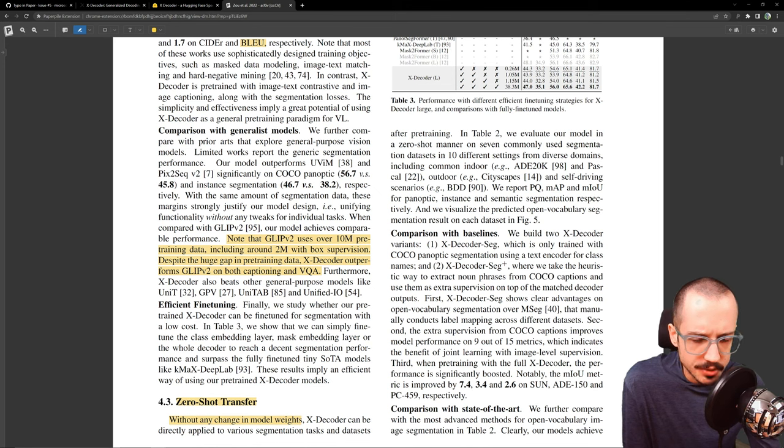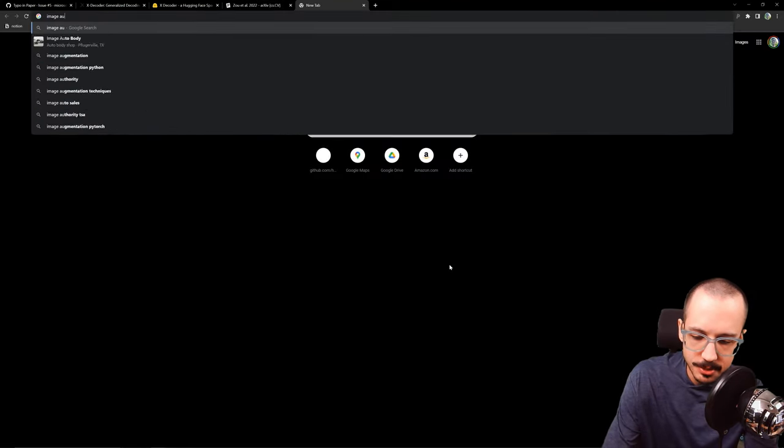Okay, so they have two different types here. They have X-Decoder Seg, and then they have X-Decoder Seg Plus, where they take a heuristic way to extract noun phrases from Coco captions and use them as extra supervision. So this is kind of cool. Within the computer vision world, there's always been a way to do image augmentation, right?